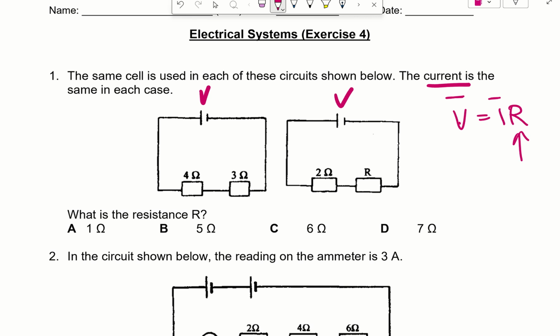So for the circuit on the left, the total resistance REFF is actually 4 plus 3, because in series we can just add them up, so it's 7 ohm. Therefore my R over here must be 5 ohm.